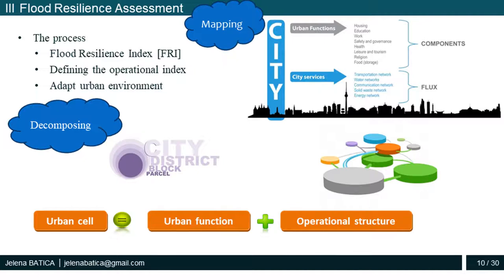The basis for this is that I recognize the urban cell as urban function plus its operational structure, because when you are having a building that is not having any connection to the transportation facilities, doesn't have electricity, doesn't have communication, doesn't have water, doesn't have the drainage system, then that building is not operational. So urban function plus its operational structure that is given by the city services, by the fluxes.